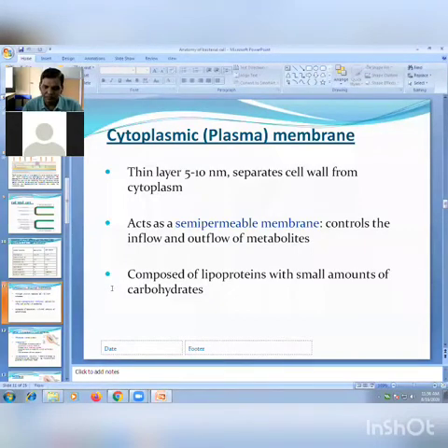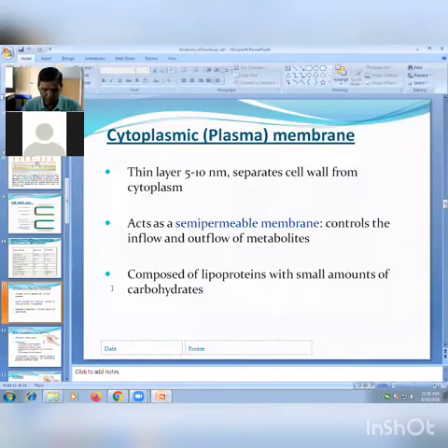Then whatever the protein is more, it is present inside, in between these glycolipids and phospholipids. Such a bilayer structure was suggested by Singer and Nicolson. Then what are the functions? Many times we are asked for a short note on this, right? The function of the cell membrane.